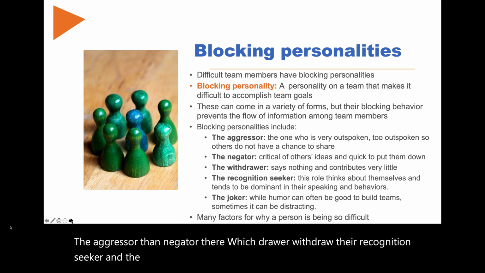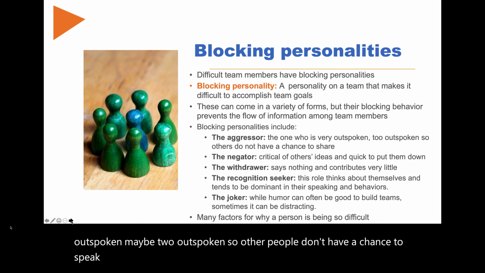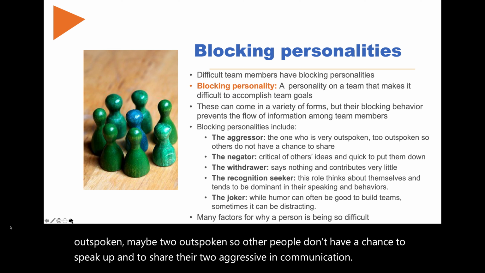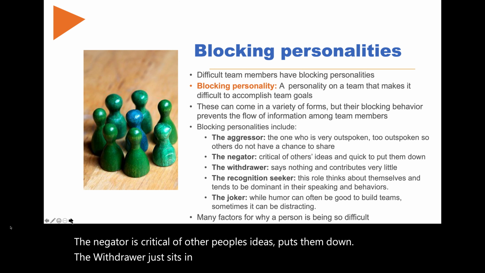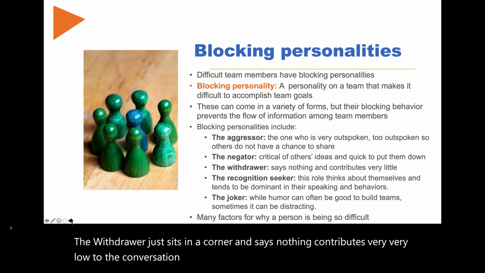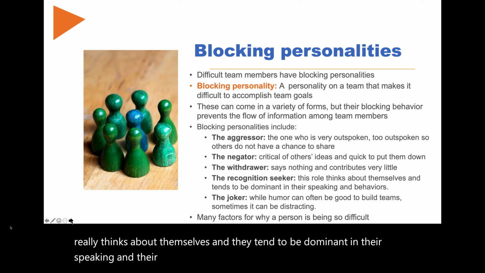So the aggressor would be the person who's very outspoken, maybe too outspoken, so other people don't have a chance to speak up and to share. They're too aggressive in communication. The negator is critical of other people's ideas, puts them down. The withdrawer just sits in a corner and says nothing, contributes very, very little to the conversation and to the team. The recognition seeker, this role really thinks about themselves, and they tend to be dominant in their speaking and their behaviors. And then the joker.